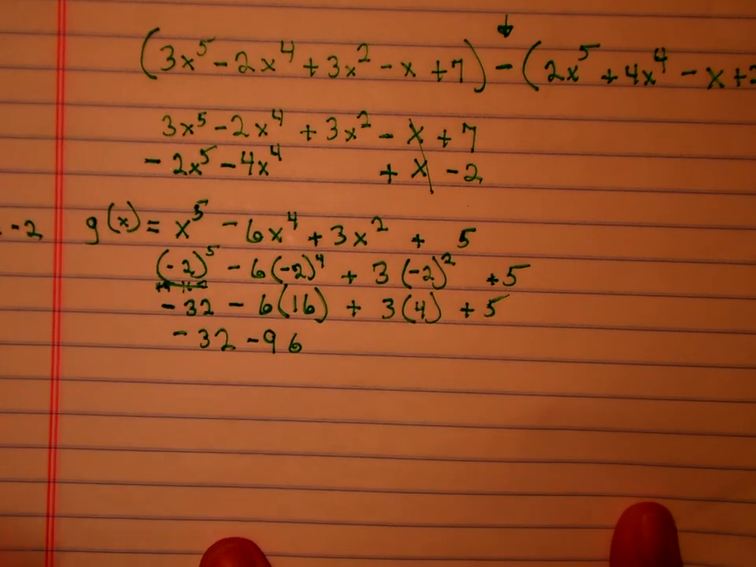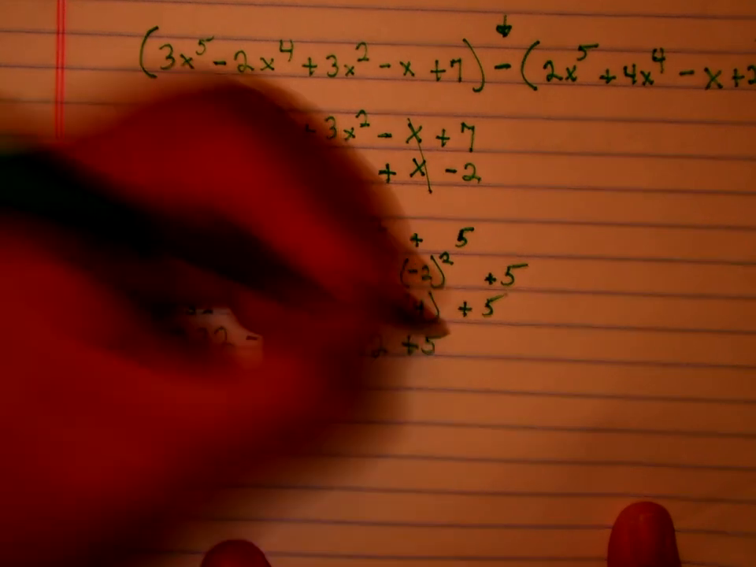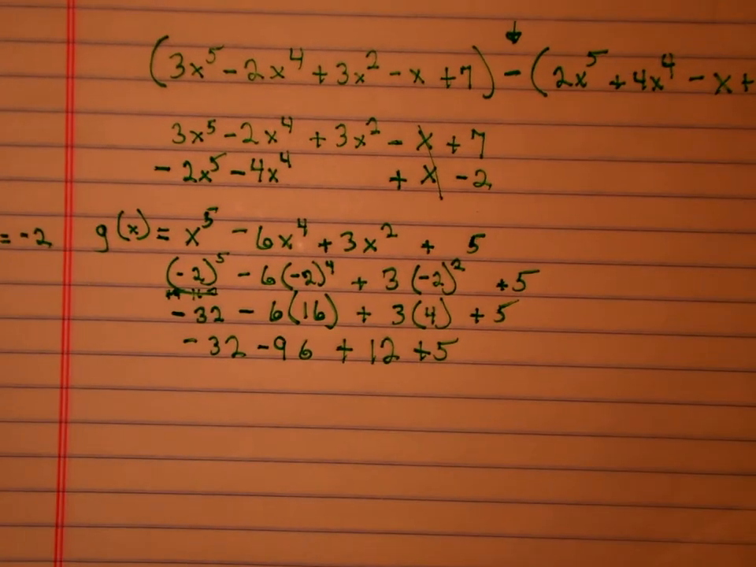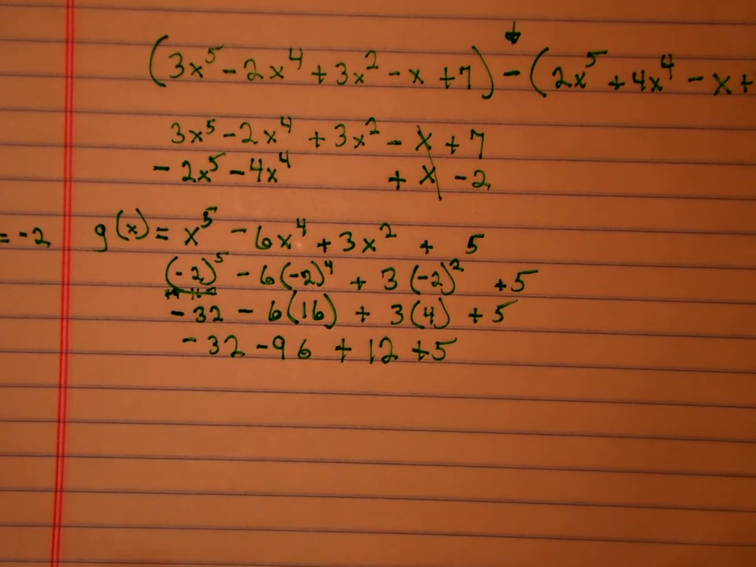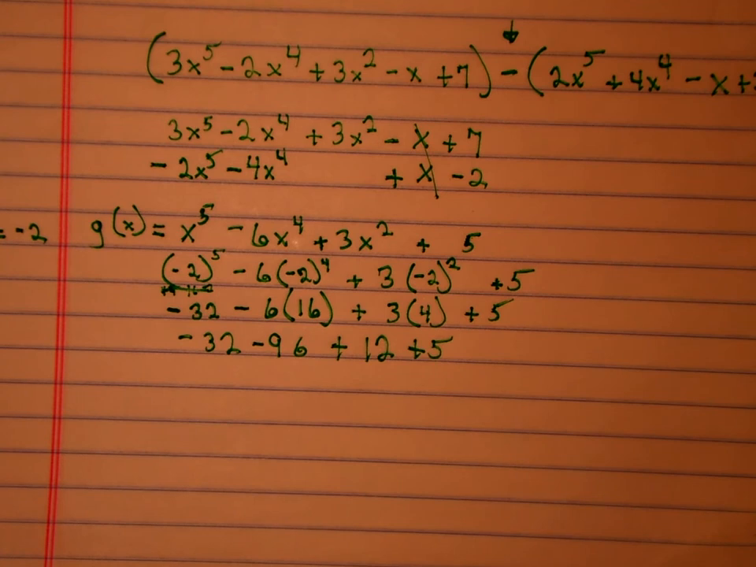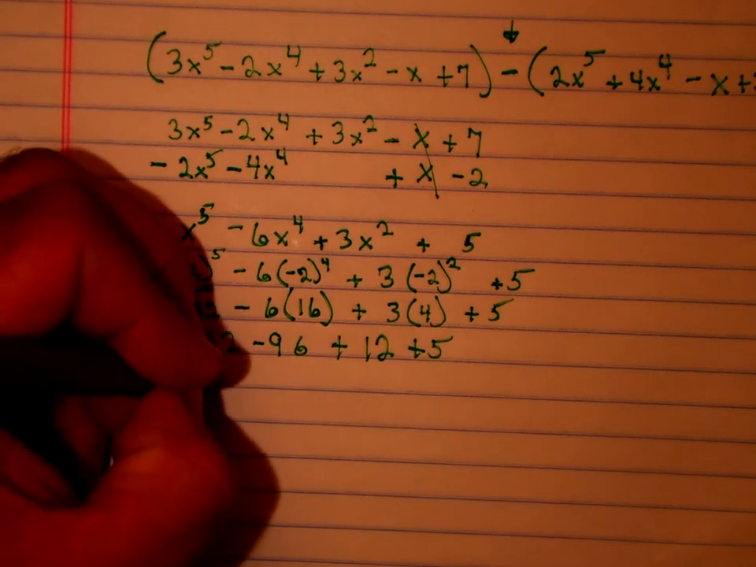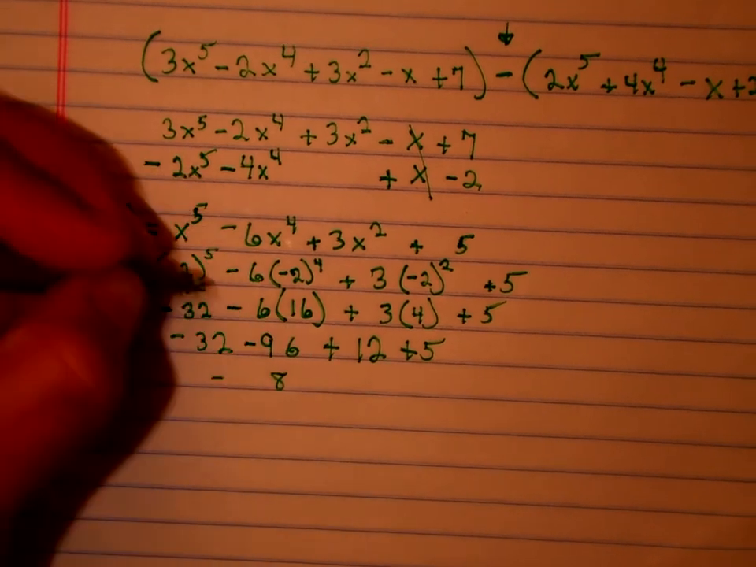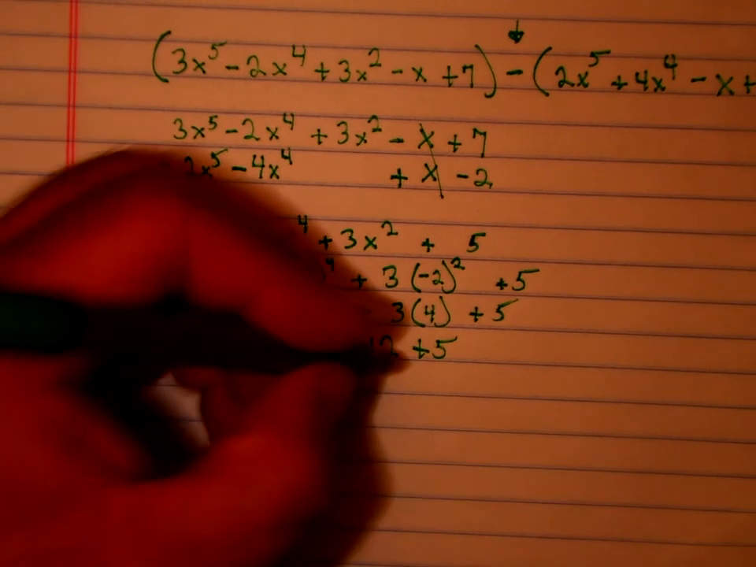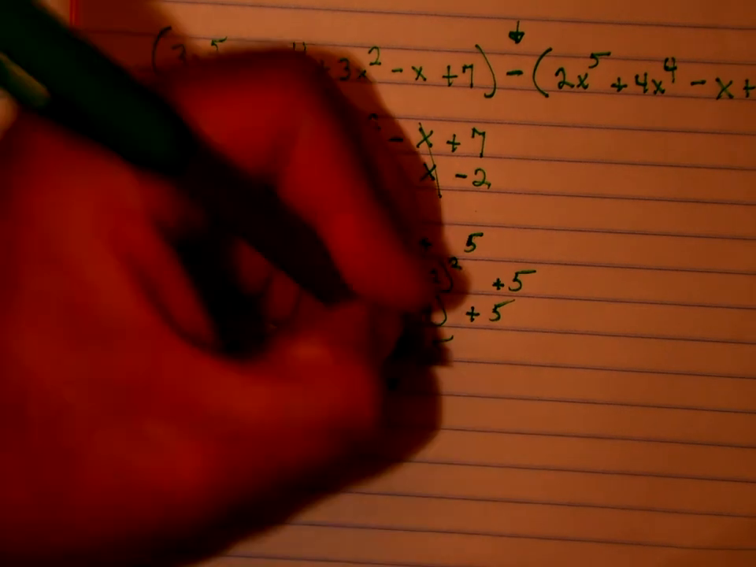Okay, 3 times 4 is 12, plus 5. And then this last step you can do with the calculator. -32 minus 96 plus 12 plus 5, and you'll get your answer. This would be -128 plus 17, which gives me -111.